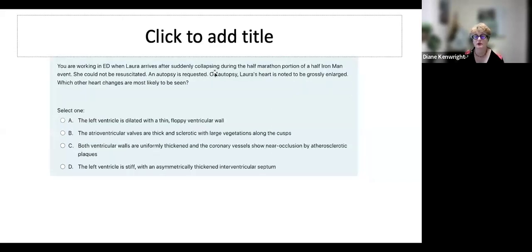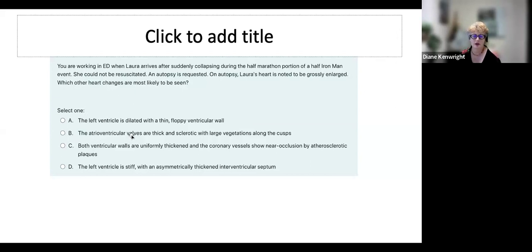Here we have Laura, who is collapsing during a half marathon. Again, Laura's heart is noted to be grossly enlarged. What kind of things might be seen? Well, I think she's probably not going to have a thin, floppy ventricular wall unless she'd had previous viral myocarditis. She probably shouldn't be running marathons and would have had symptoms of chronic heart failure before she began the marathon.